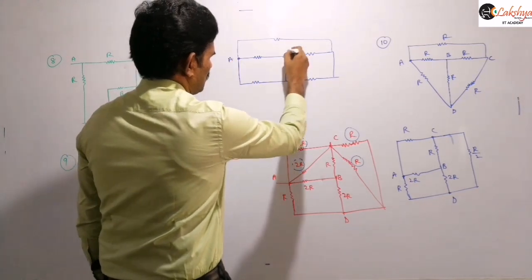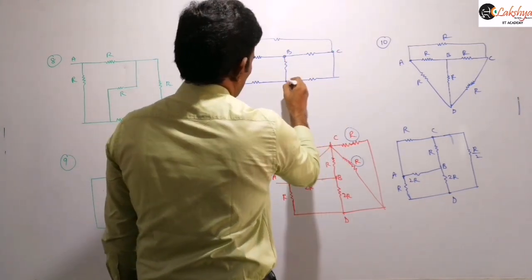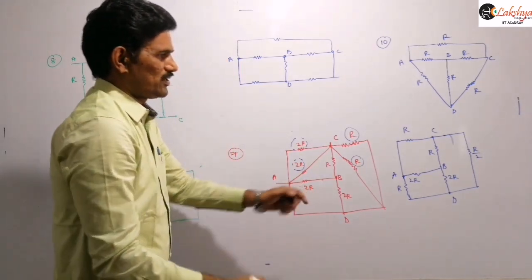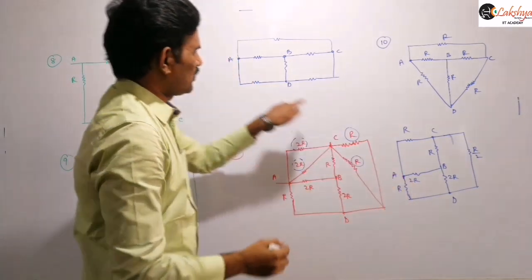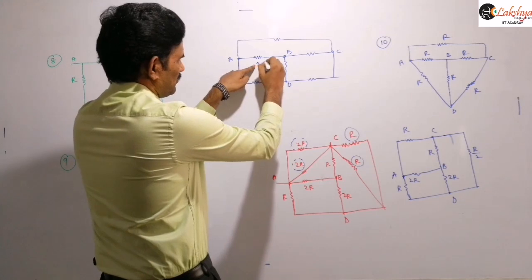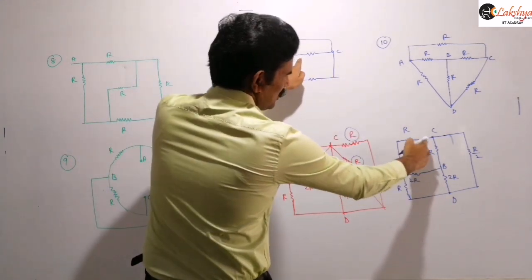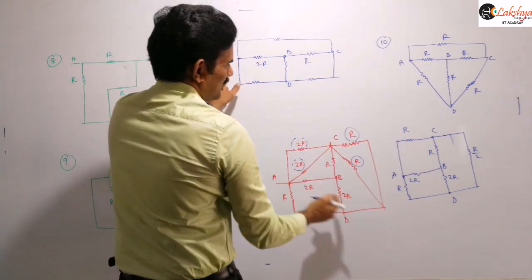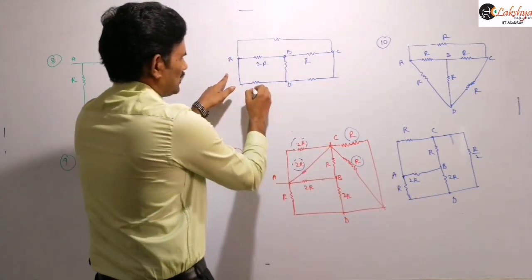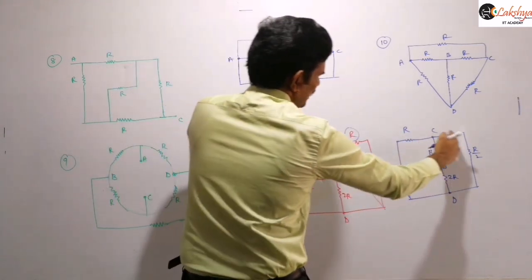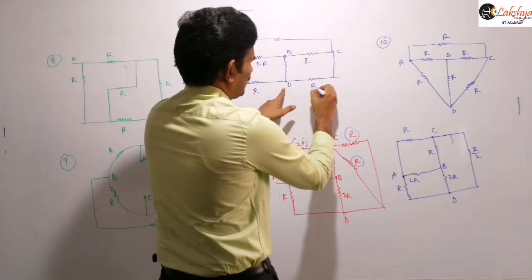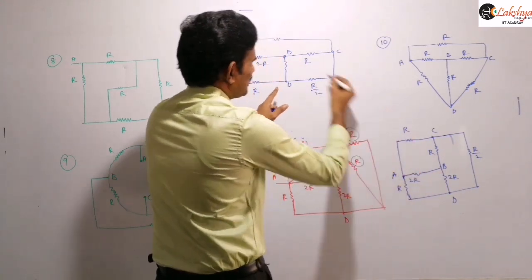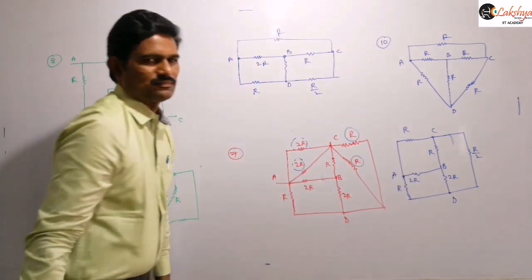This is A, this is B, and this is C, and this is the point D. And now let us see the values also. Between AB, 2R is there. So that is that value, 2R. And between B to C, R is there here. And between AD, R is there here. And between this C and D, R by 2 is there here. And this resistance, AC resistance, I am connecting separately here.